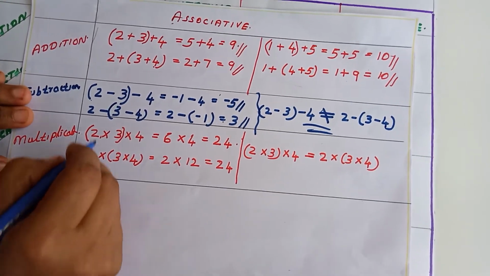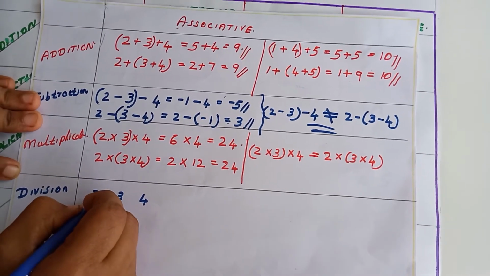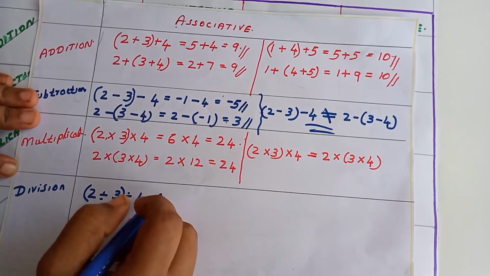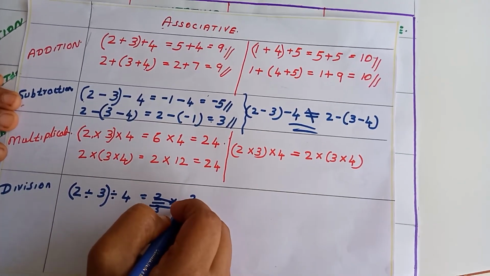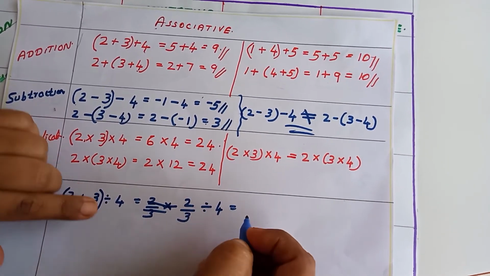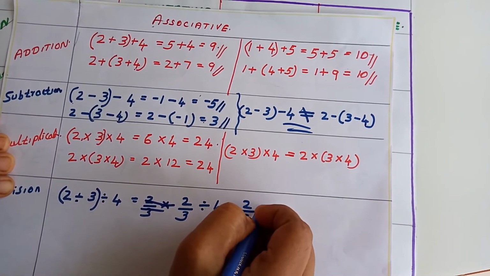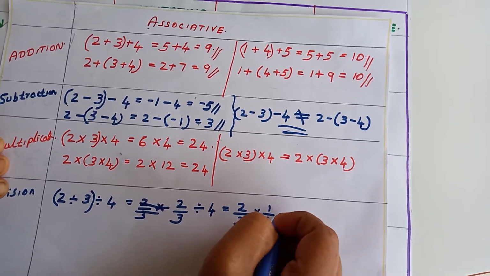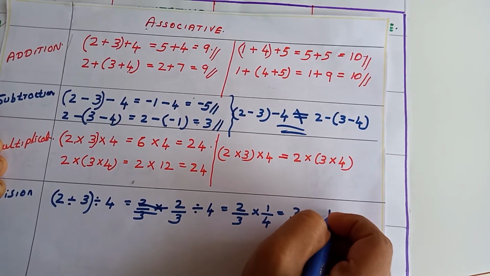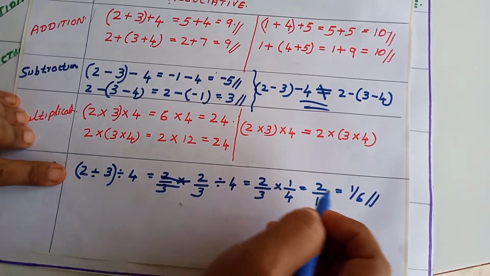The operation is division. I am taking the numbers 2, 3, 4. Division is our calculation, so here I am dividing. First I am selecting these two numbers. So (2 divided by 3) divided by 4. This divided by, I can change into multiplication by 1 by 4. So 2 by 12 equals 1 by 6. So its answer is 1 by 6.